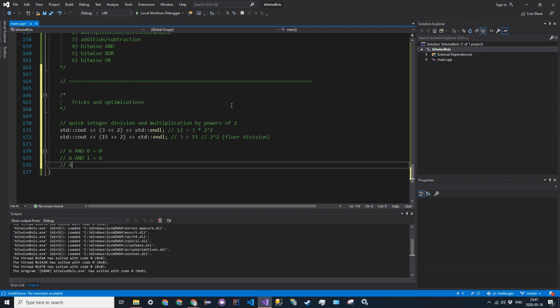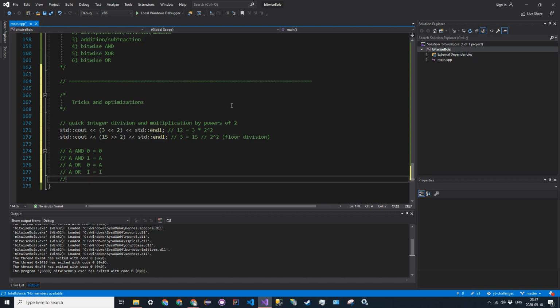Now, if you do an A or 0, you get the original, because anything ORed with 0 just gives you what the A is. That was circular reasoning. A or 1 is equal to 1, because that will always return true. If you do A XOR 0, you get the original, because you don't flip anything. If you do A XOR 1, this is equal to the complement of A.